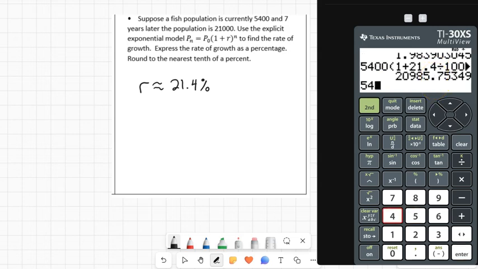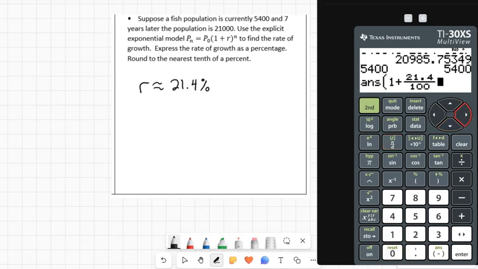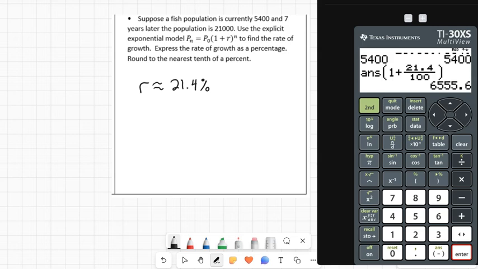We could also use the recursive model, starting with the initial population, and then answer times 1 plus R. This time let me use the fraction button, just so you can see different approaches. There's 1 plus R times answer. This will be 1 year later, 2, 3, I'm just hitting enter, 4, 5, 6, and 7. Very close to our 21,000. After the 8th year, we're beyond that. So this is verifying that rate in a couple of different ways.